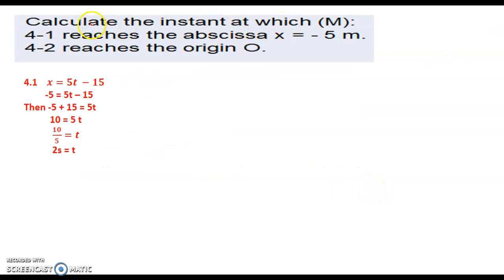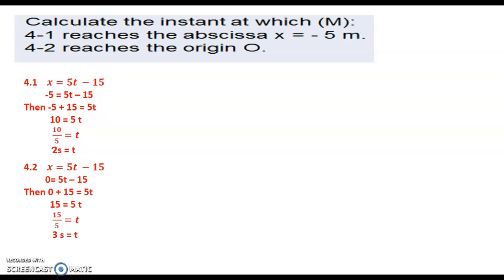Calculate the instant at which M reaches the abscissa x equal minus 5 and the instant at which it reaches the origin O. Reaching x equal minus 5, we can substitute in the position time equation and do the calculations here. Minus 5 equal 5t minus 15. Bring minus 15 to the other side to keep 5t alone. It becomes a plus 15. So plus 15 minus 5 is then equal 5t. 10 over 5, divide both sides by 5 so that the coefficient of t becomes 1. And we obtain that t is equal to 2 seconds. So after 2 seconds from the initial position, the moving object M reaches abscissa x equal minus 5 meter.